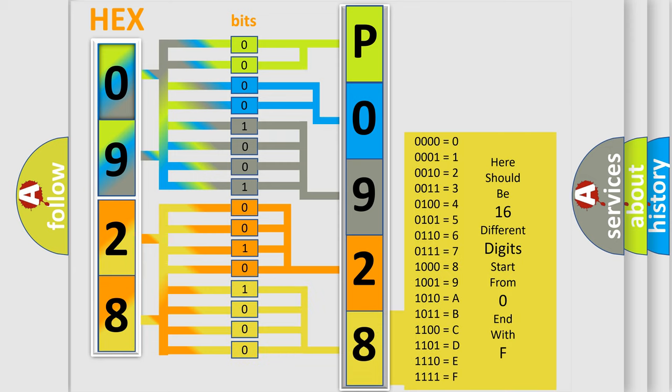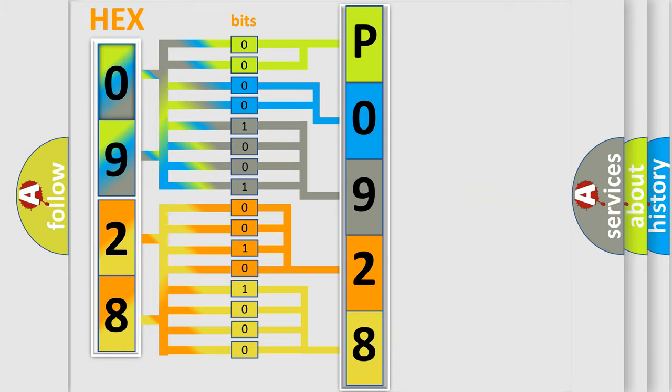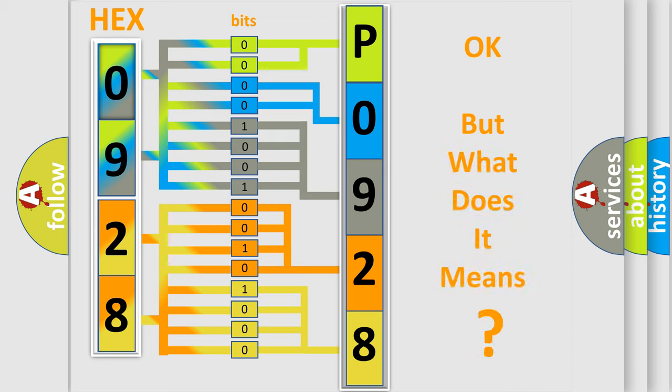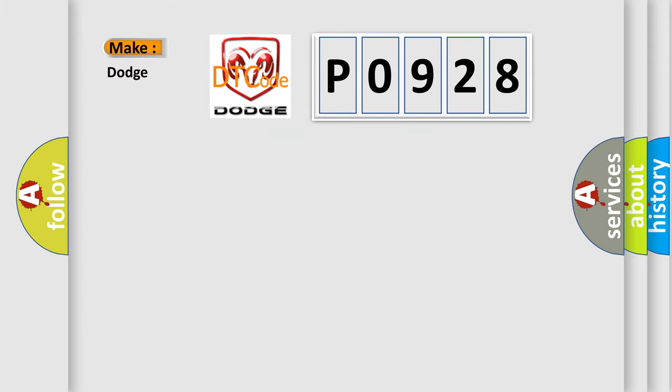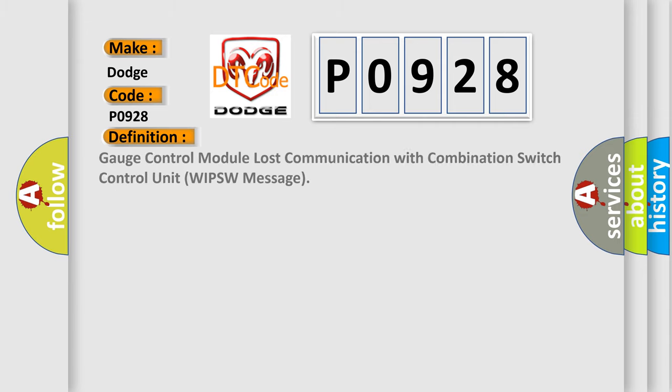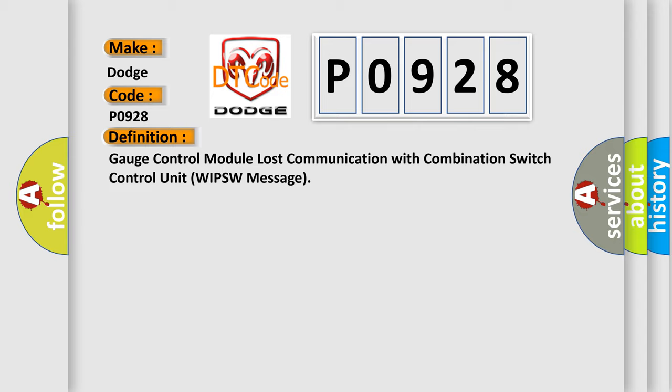We now know in what way the diagnostic tool translates the received information into a more comprehensible format. The number itself does not make sense to us if we cannot assign information to what it actually expresses. So, what does the diagnostic trouble code P0928 interpret specifically for Dodge car manufacturers? The basic definition is: gauge control module lost communication with combination switch control unit WIPSW message.